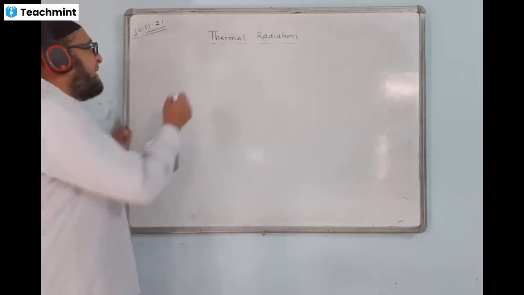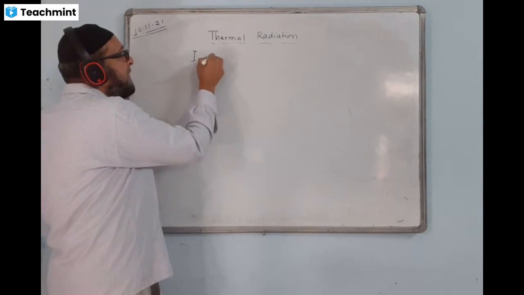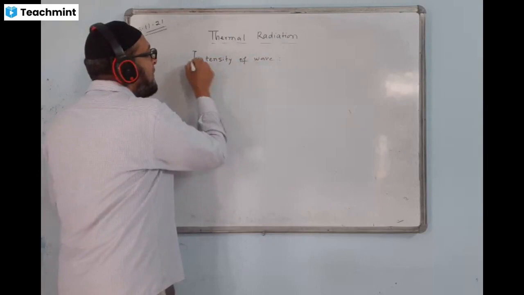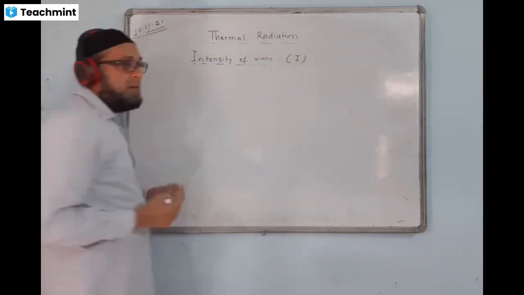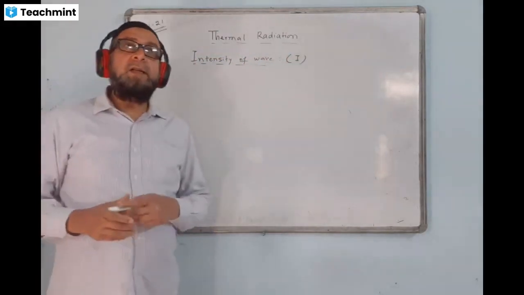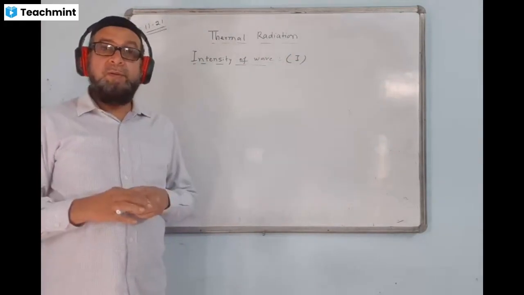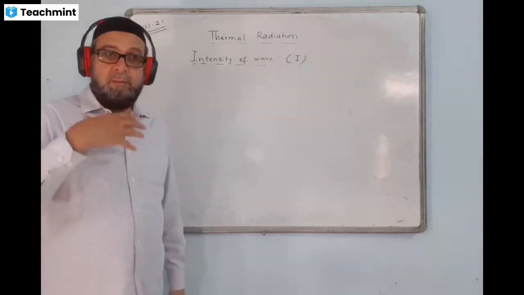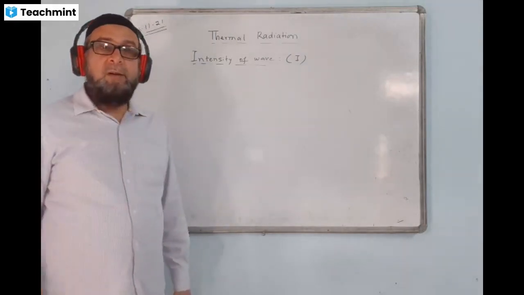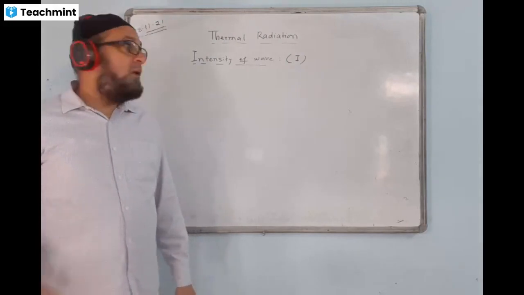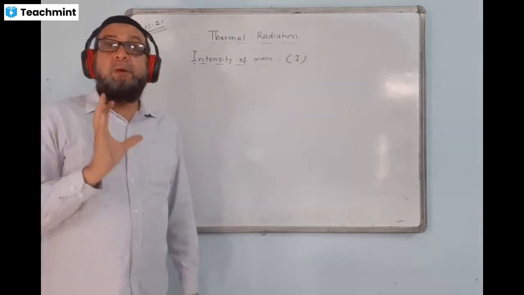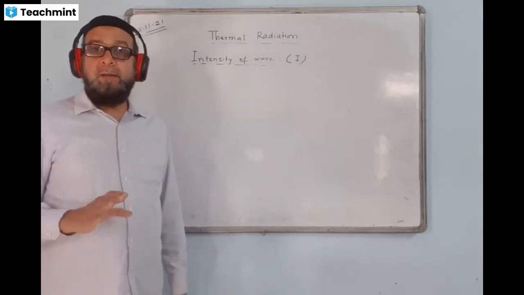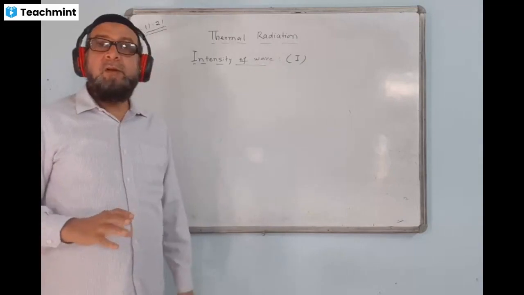When we define the intensity of a wave, intensity of the wave is denoted by I. What is called intensity? Intensity means the quantity of energy transported, because radiation is actually the energy in motion. The total amount of energy transmitted or transported, or propagated, per second per unit area is called intensity. You can write down the definition.